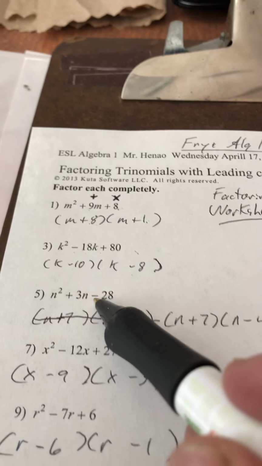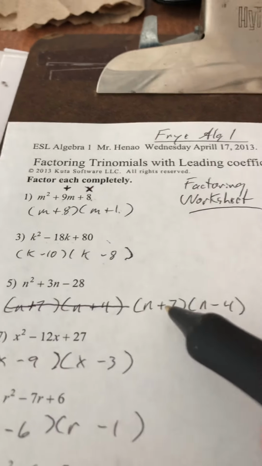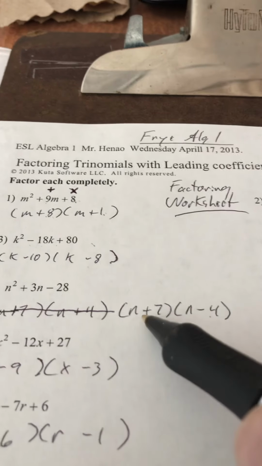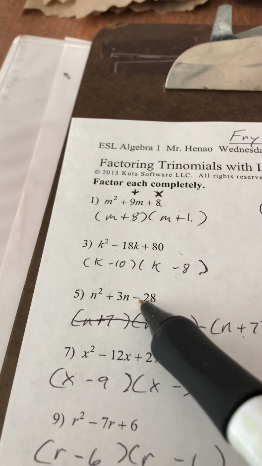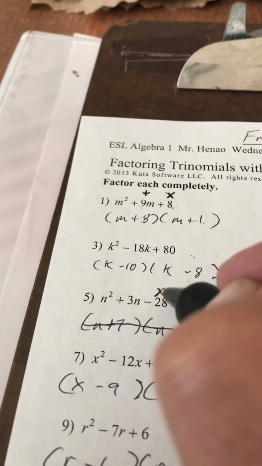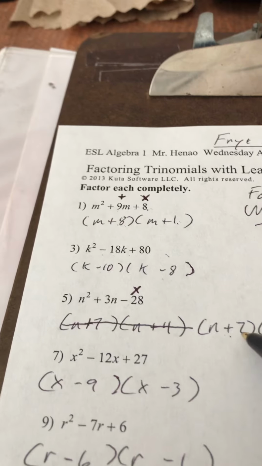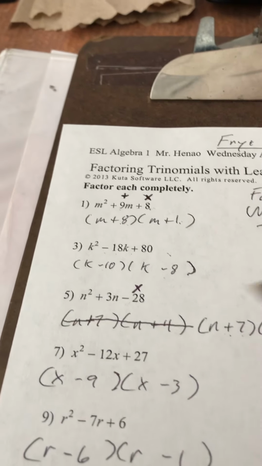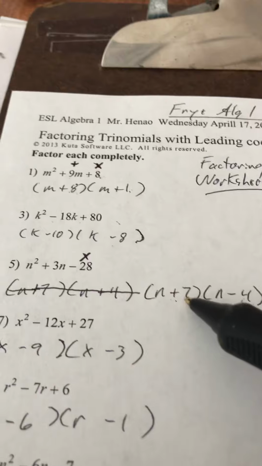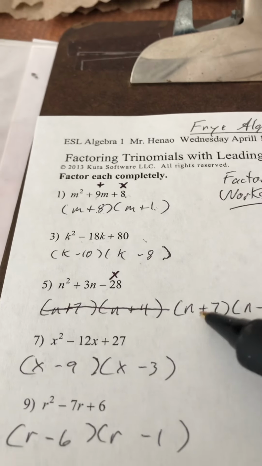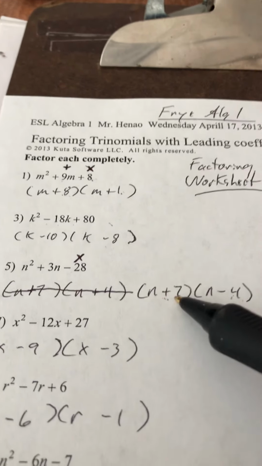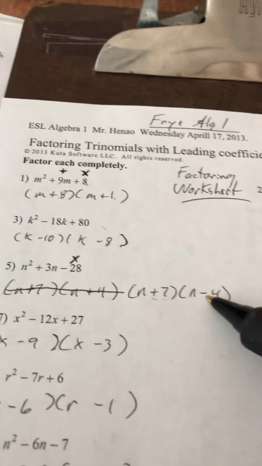Whenever this last thing is negative, that means one is going to be positive and one is going to be negative, because a positive and a negative multiplied give you a negative. When you're thinking about what you're going to multiply to get that 28, I know it's going to be 7 and 4, but one's positive and one's negative. How do I figure out which is which? When you add them, you get a positive 3, so my bigger number needs to be the positive. So I have positive 7 and then minus 4, which gives me a positive 3.